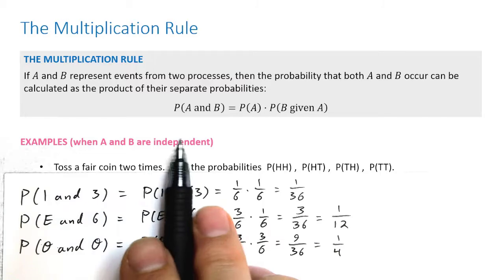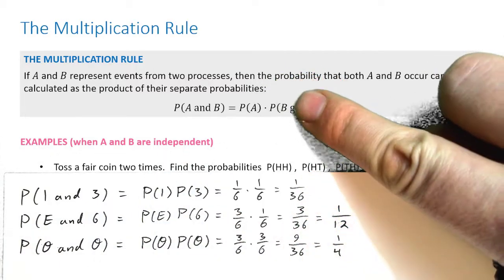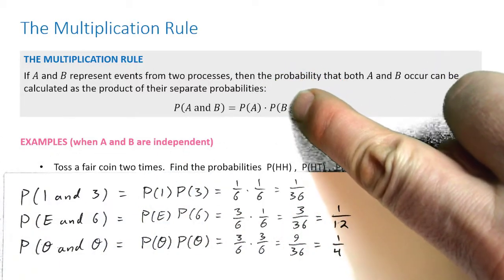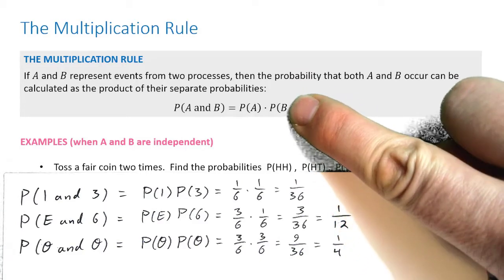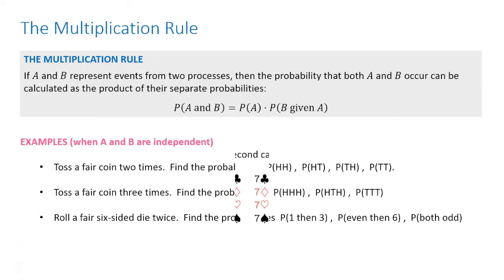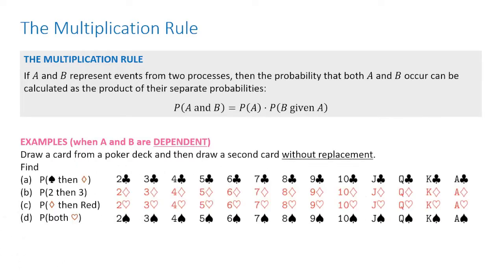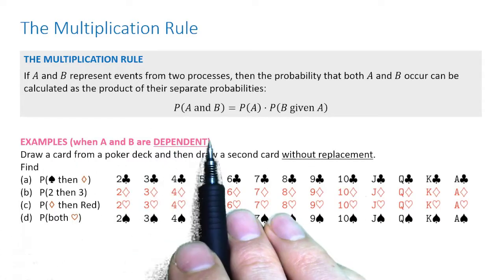Okay, that's for independent events. So independent events is very nice because you can just ignore that given bit because it doesn't matter what happened to A. It doesn't influence B. They're independent. All right, so now let's look at some examples where we have dependent events.